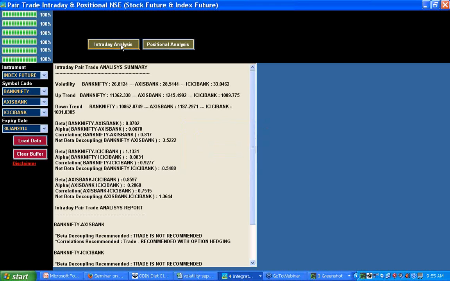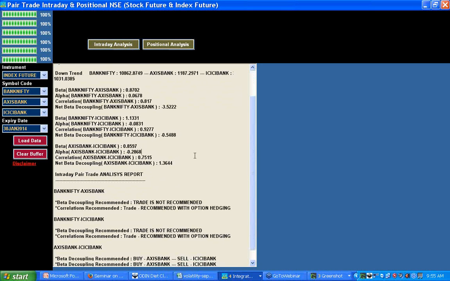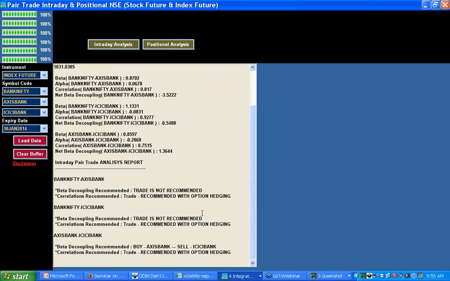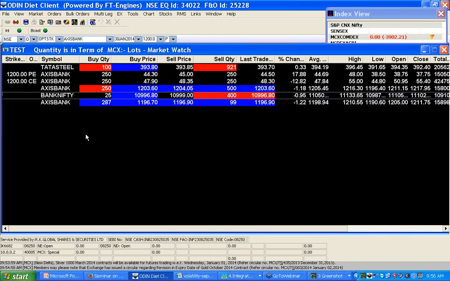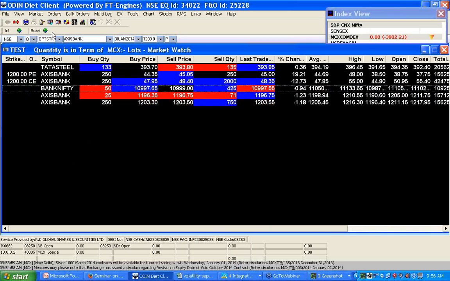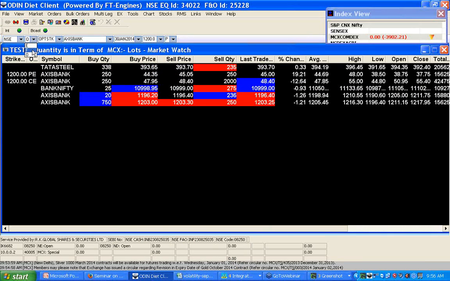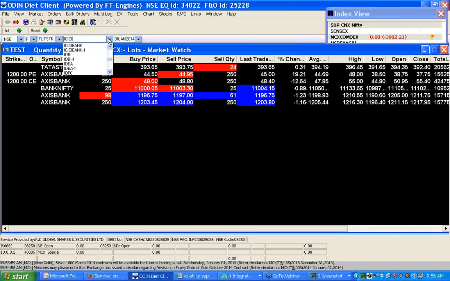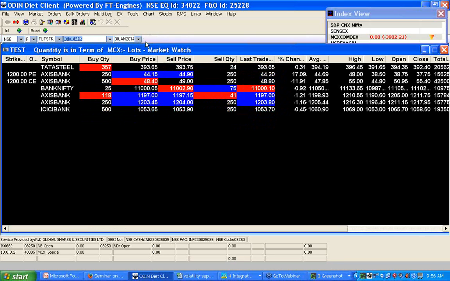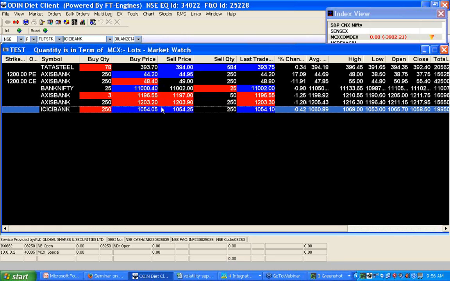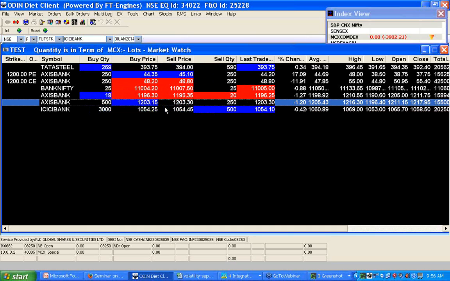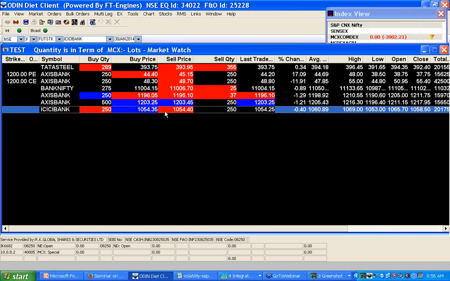For intraday, let me see, because intraday based on the beta decoupling, is anything coming. In both these two pairs, it is not coming. Only this pair of Axis and ICICI Bank is saying that buying Axis, selling ICICI Bank is recommended with the option hedging. So Axis is already there. So let me go for a future stock, ICICI Bank. This is at 1053. So it is telling that buying Axis and selling ICICI with some future hedging.